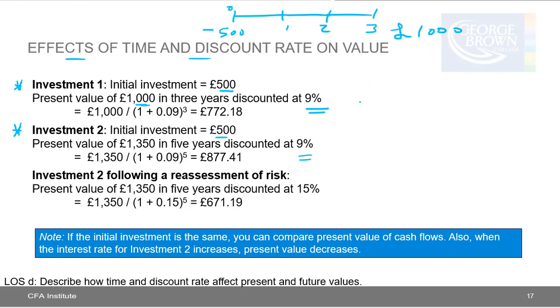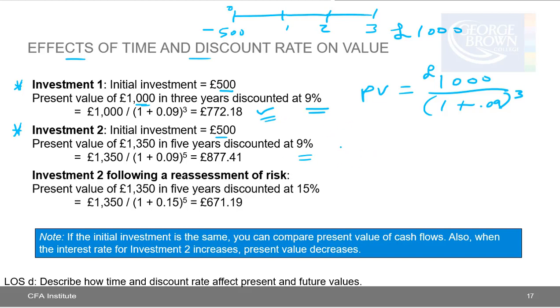So the first thing that I'm going to do is look at the present value of investment number 1. And the way we're going to calculate that, present value equals future value, which is 1,000 pounds, divided by 1 plus the interest rate, 0.09, to the power of n, the number of years, which is 3. Again, you don't have to do the math on the exam, but nevertheless, the calculation is not that difficult. And you can see the present value is 772 pounds, 0.18.